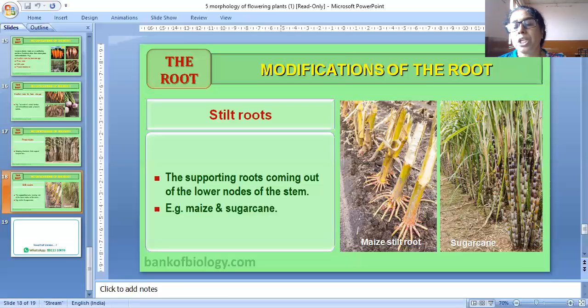The shape, margin, apex, surface and extent of incision of the lamina vary in different leaves. So this is called incision. This cutting seen at the border is called the incision.